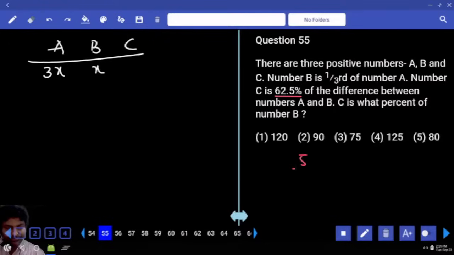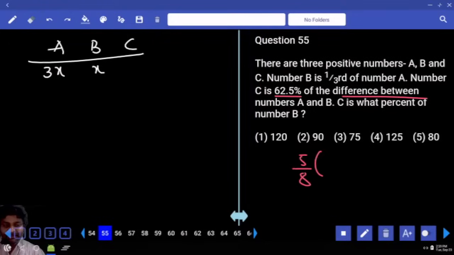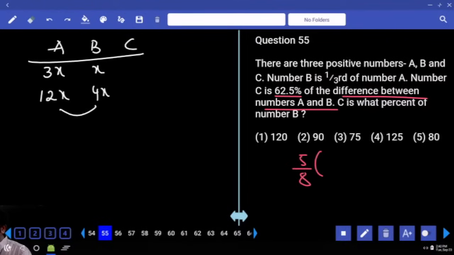What do you mean by 62.5%? 5/8. 5/8 of the difference between A and B. What is the difference between A and B? 2x. But here we have to calculate 5/8 of that number, right? So it has to be a multiple of 8, then we will get a direct integer. Otherwise you will get a decimal. So the difference is 2, but how much are we expecting? 8. Multiply it by 4. Difference becomes 8x. 5/8 of that number is 5x. Then A, B, C are 12x, 4x, 5x.